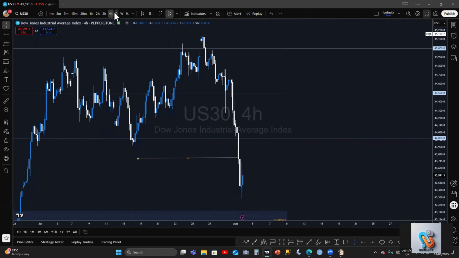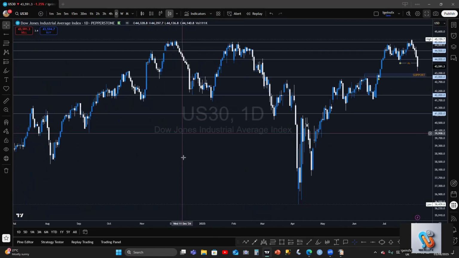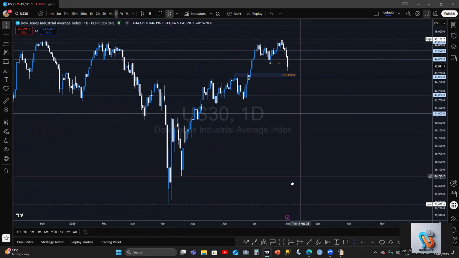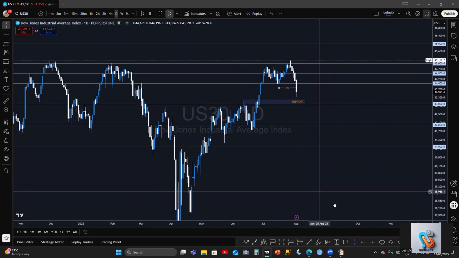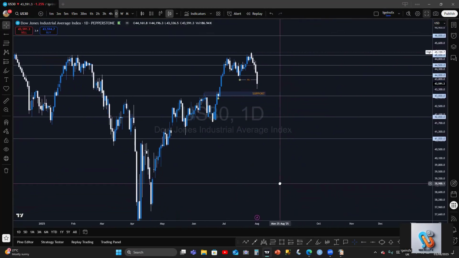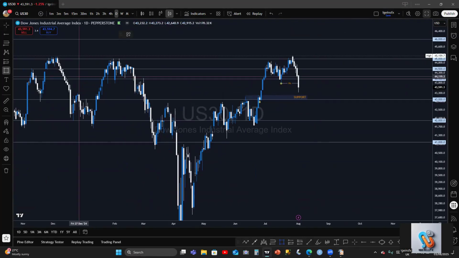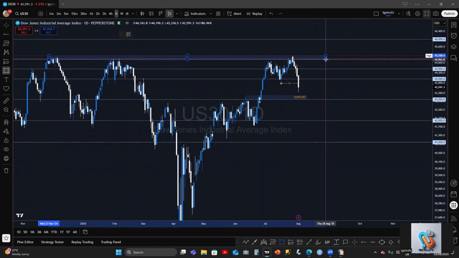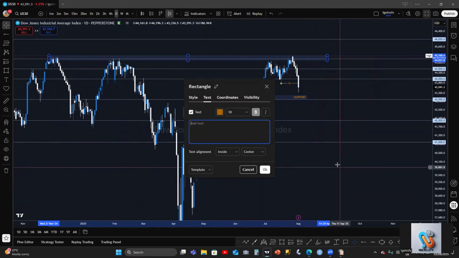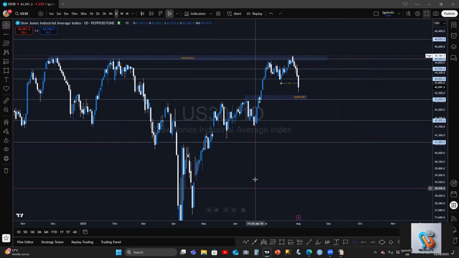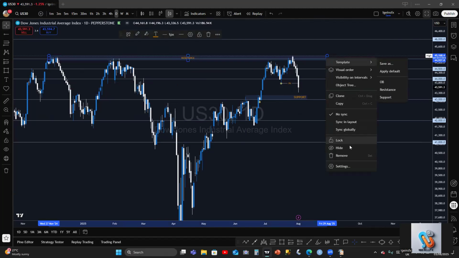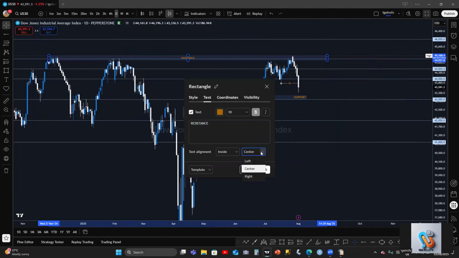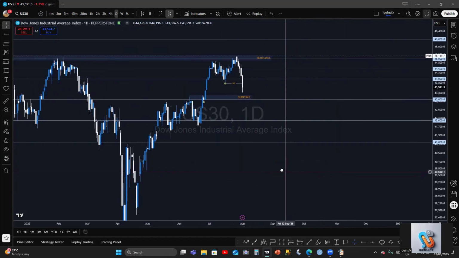So the US 30, let's go to daily so that we can do the analysis. Yes, on the US 30, we can see that there is a resistance here, a resistance that is obvious. All these levels are things we need to first of all identify. All those important levels, you need to identify them first.